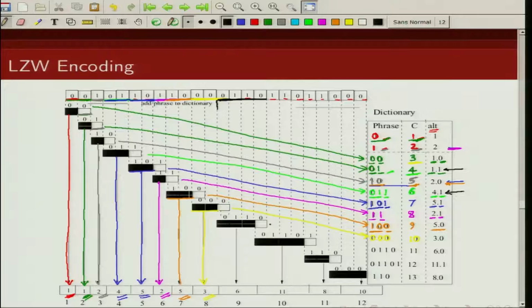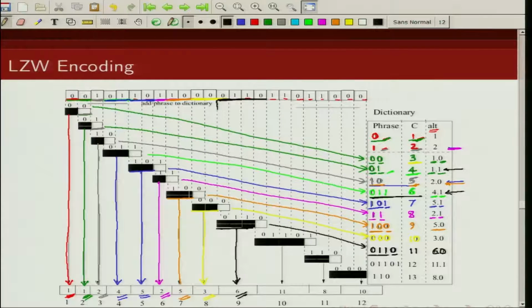So we are going to put 0 1 1 0 into the dictionary, and that's code word 11. This can be written as concatenation of the code word corresponding to 0 1 1 with this new innovation symbol 0. And what is 0 1 1? 0 1 1 is this code word 6. So 6 concatenated with innovation symbol 0. Now we are going to encode 0 1 1, which is code word number 6.